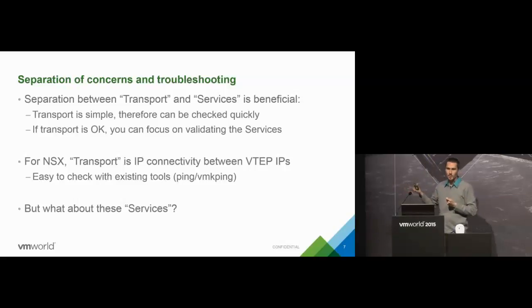For NSX, transport is IP connectivity between the VTAPs. VTAPs are virtual tunnel endpoints which do the encapsulation and decapsulation. I'll touch on that in just a second. And to validate the connectivity there, we can use the tools that are available on hypervisors, called VMK ping.